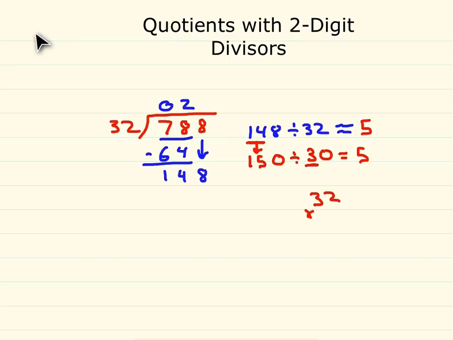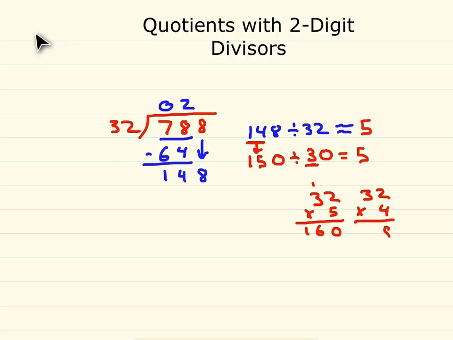32 times 5. When we solve this, boys and girls, we're trying to get a number that's either 148 or just a little lower. 3 times 5 is 15. Add your 1 is 16. Yes, 5 times is too much, so it must be 4. Let's try 32 times 4.